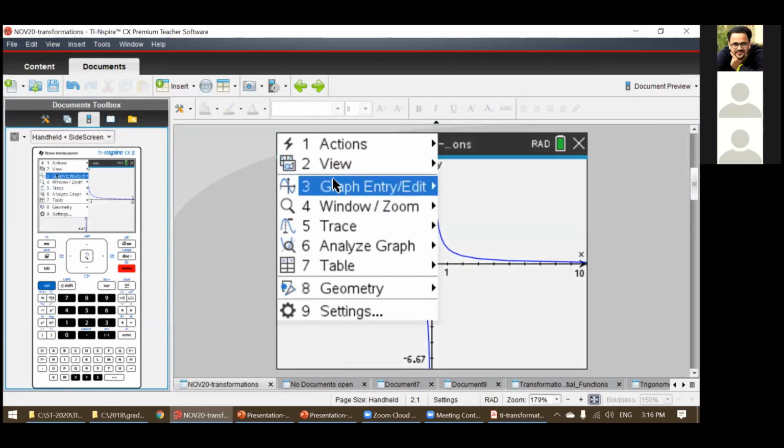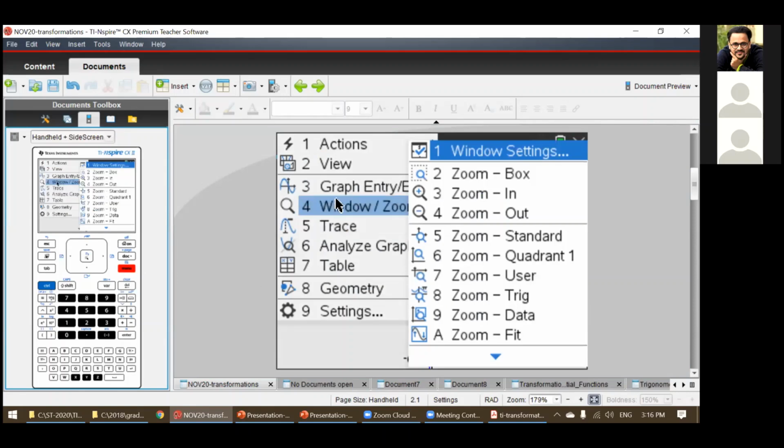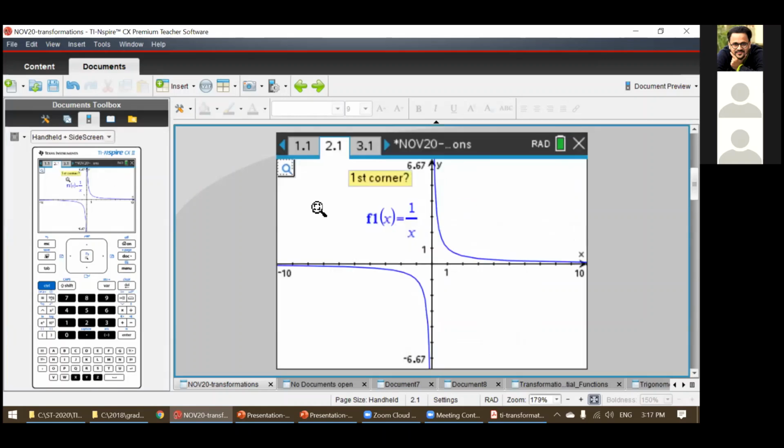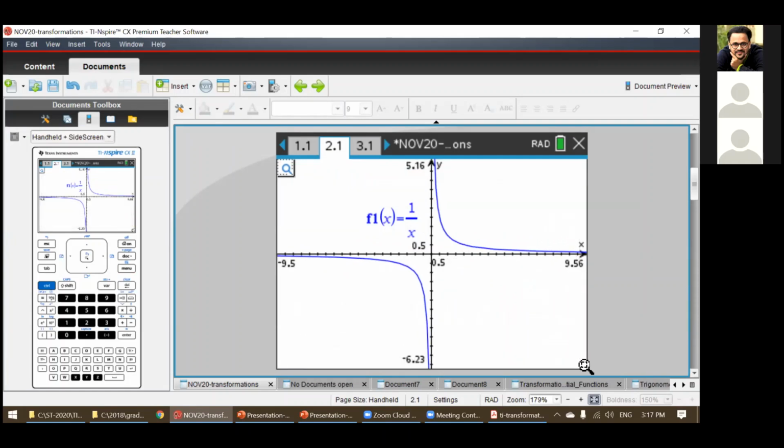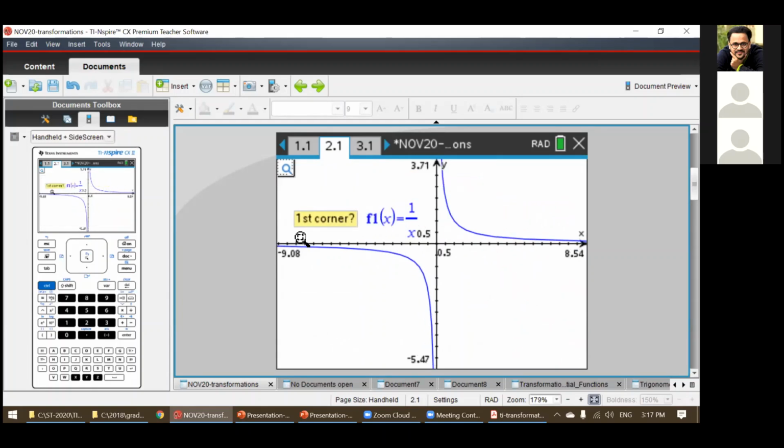You can always go to menu, option number 4, okay? And you can go to zoom box to see this very clearly, okay? So I tell the students to always check the graph carefully, all right? You might want to do it once again. Yeah, so you can see that the curve approaches the x-axis as X gets larger. However, it never actually touches the x-axis. So it's a discontinuous graph. There is a break in the graph.